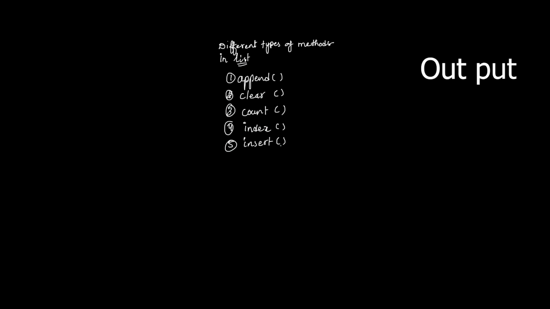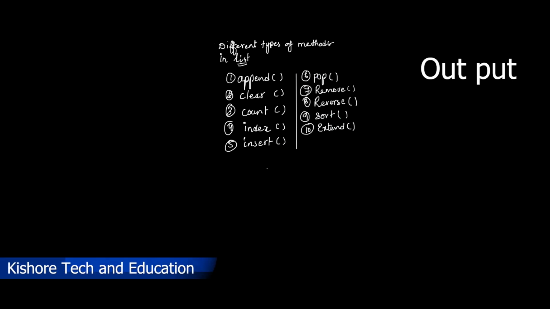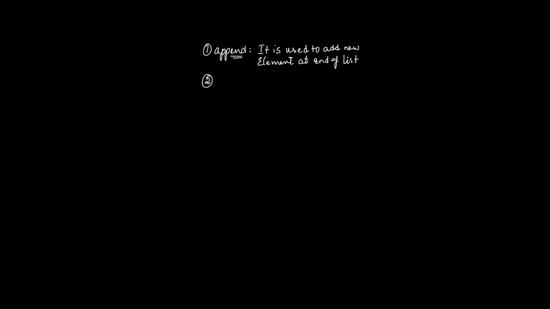Different types of methods in list: append, clear, count, index, insert, pop, remove, reverse, sort, extend. These are different types of methods in list. Let's see. First one, append. It is used to add a new element at the end of the list.